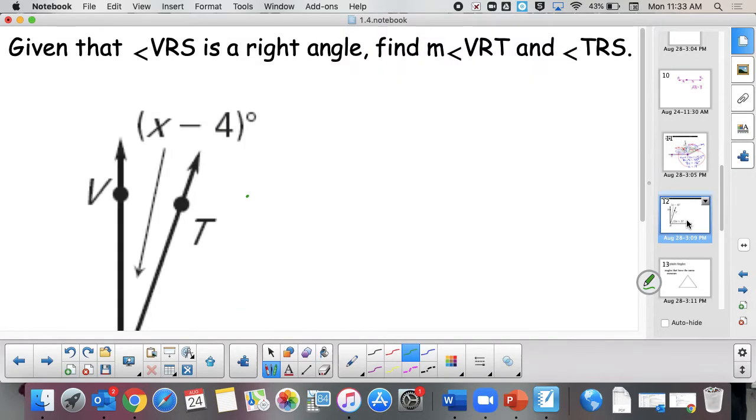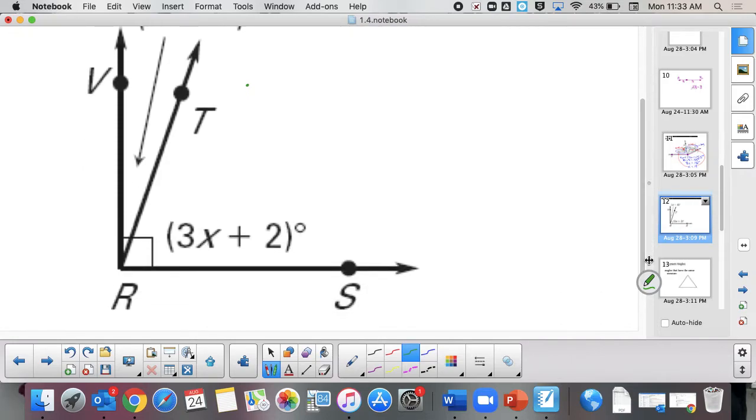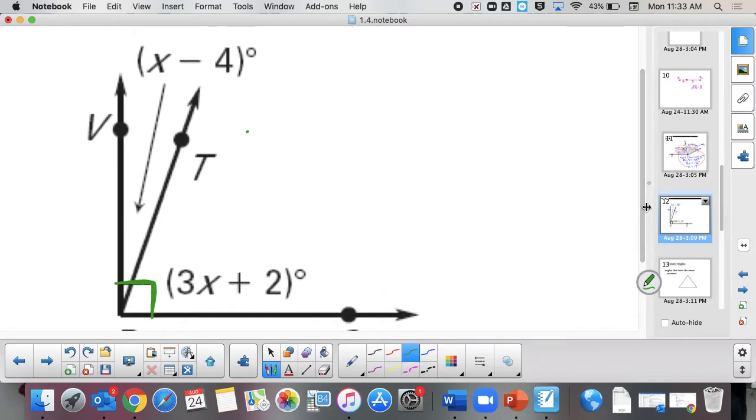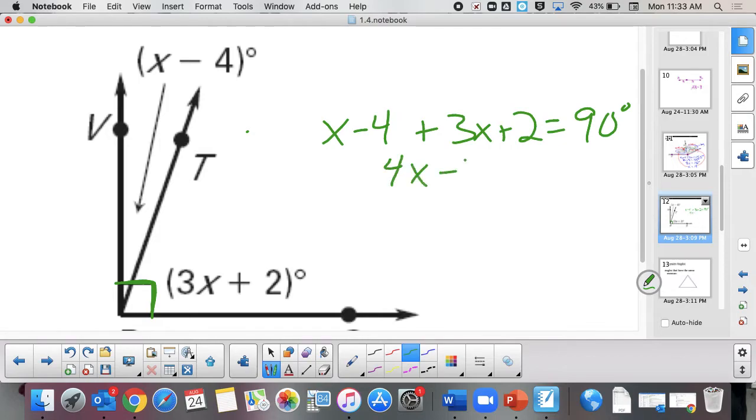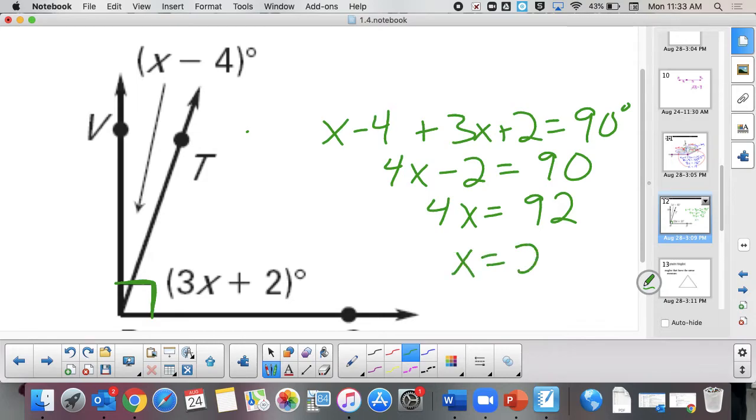It says, given that angle VRS is a right angle, that means that this big angle is our right angle. A right angle is measuring 90 degrees. So we need to add our pieces together. X minus 4 plus our 3x plus 2 to equal 90 degrees. Combine your like terms. I have 4x minus 2 equals 90. Add your 2. We got 4x equals 92. Divide and we get x to equal 23.